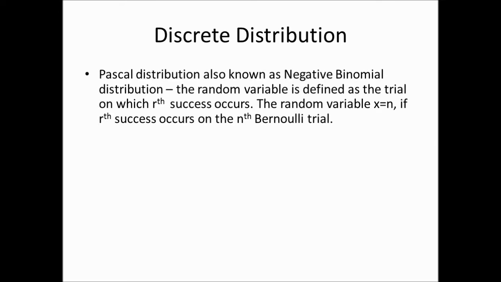Pascal distribution, also known as negative binomial distribution. The random variable of interest here, we define it as the trial on which the rth success happens. So the random variable takes a value equal to n if the rth success occurs on the nth trial. So the number of trials needed is a random variable here, but we pre-specify the number of successes we need, and we try to find out on which trial the last success, the rth success, happens.